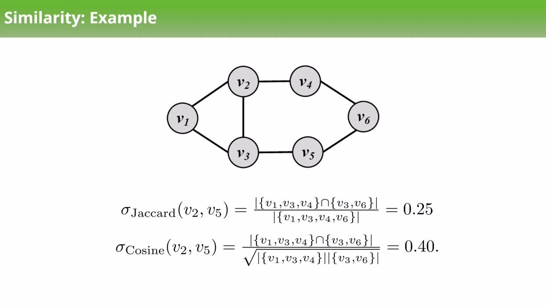So we have the vertices V1 to V6. We will calculate the Jaccard similarity of V2, V5. So the neighbors of V2 is V1, V4, V3. And then neighbors of V5 is V3 and V6. Then we will intersect here, and in the denominator we will calculate the union.